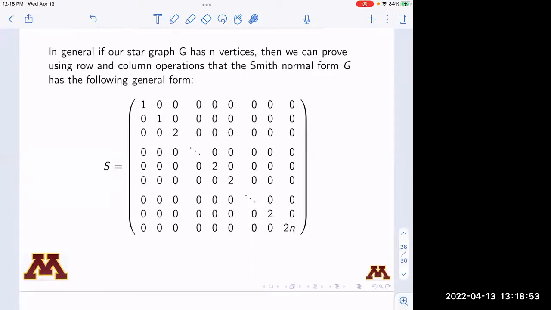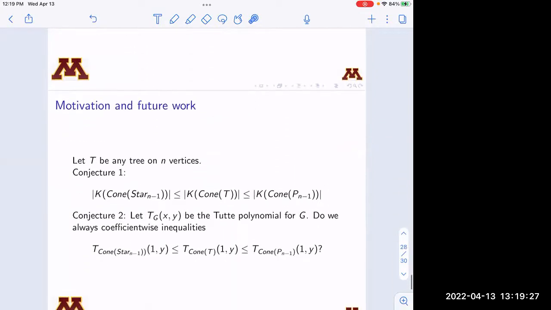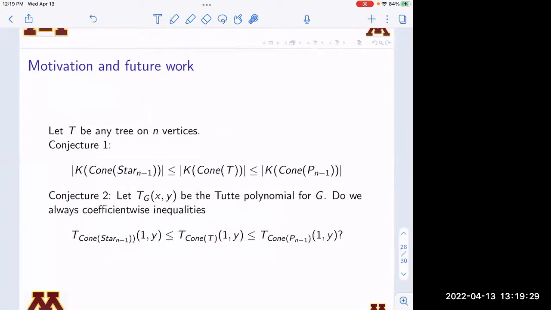And then inductively, we can prove using row and column operations that the Smith normal form has this general form. So we always have n-4 number of 2s in the diagonal of the Smith normal form. The (n, n) entry is always 2n. And so from that, we can deduce that the Sandpile group is Z mod 2n to the n-4, direct sum Z mod 2nZ. So those 2 results were actually pretty exciting for me.